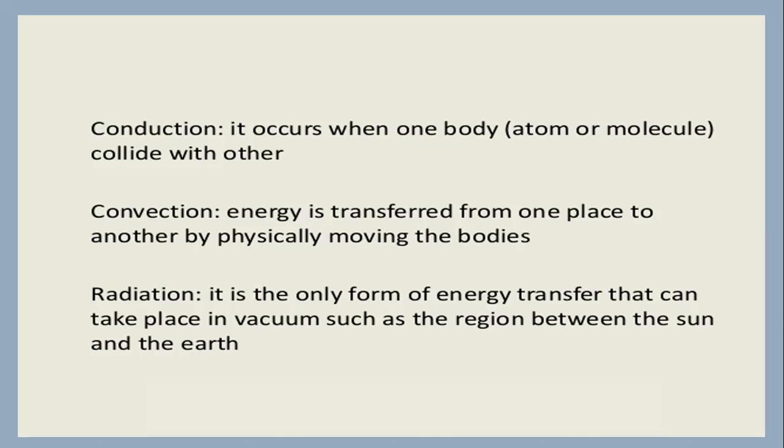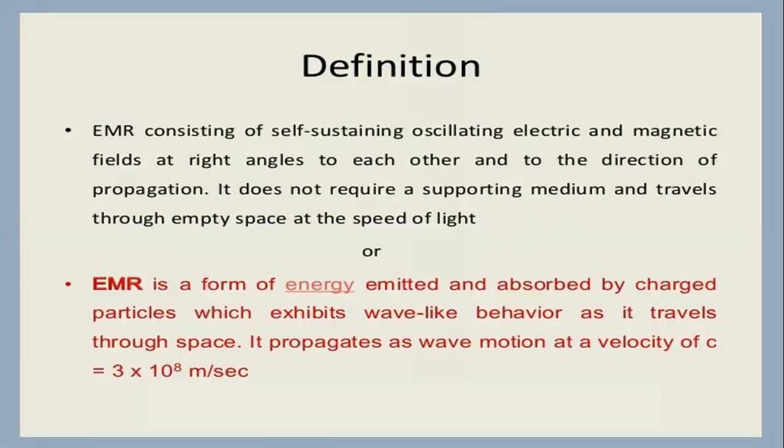Secondly, convection is where energy is transferred from one place to another by the physical movement of bodies. It means transformation happens in convection, not in conduction. Third is radiation. It is the only form of energy transfer that can take place in a vacuum, such as between the sun and the earth. Whenever radiations and transformations are going on, that is possible with the help of the sun rays.